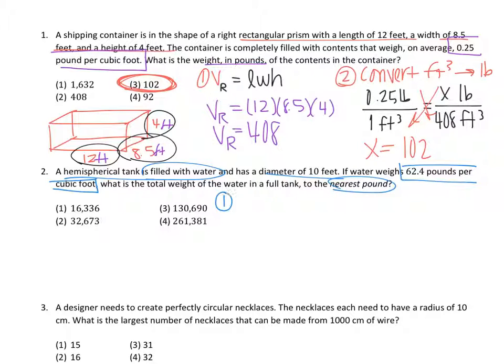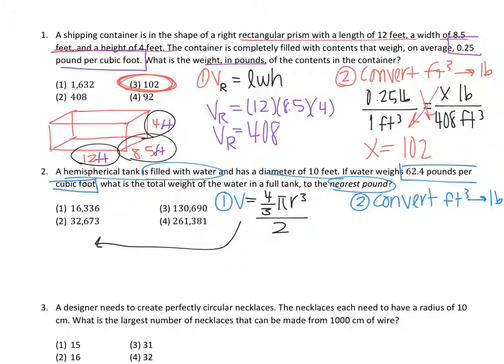So again, we're going to have to calculate the volume, and then we're going to have to convert. This time, we have feet cubed going to pounds again. So the volume of a hemisphere is going to take the sphere formula, 4/3 pi r cubed, and divide it by 2, because it's a hemisphere. I'm just going to carry my work over here to the left so that I have space. We have v equals 4/3 pi. We need the radius cubed. They give us the diameter, so that means that the radius is equal to half of that, being 5. And then don't forget, divide by 2.